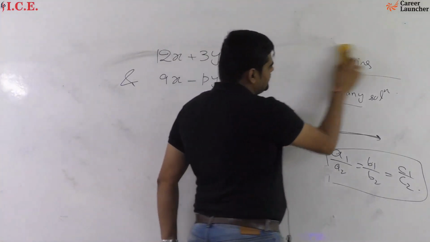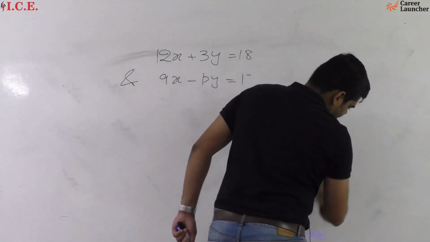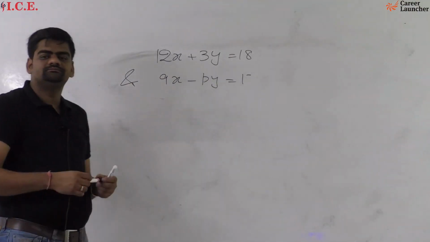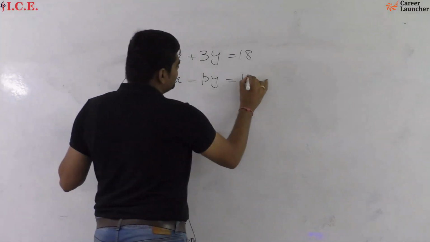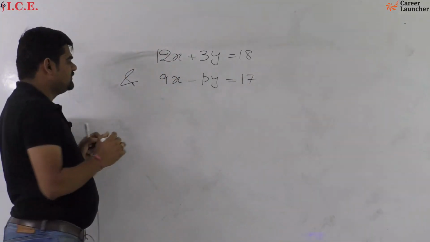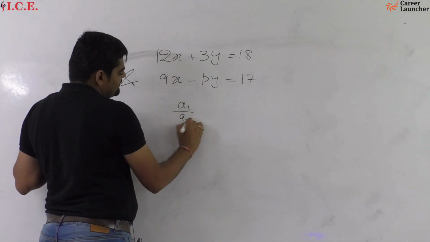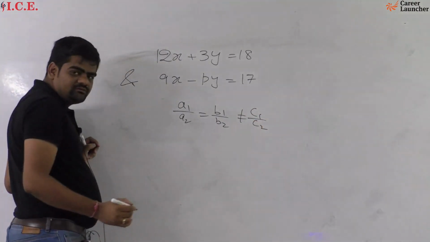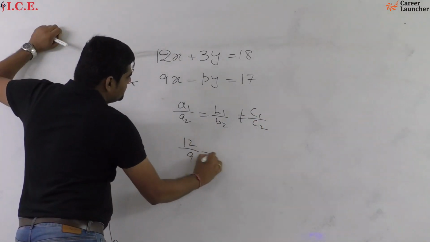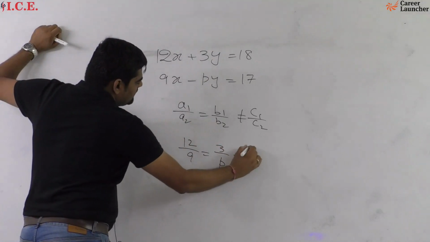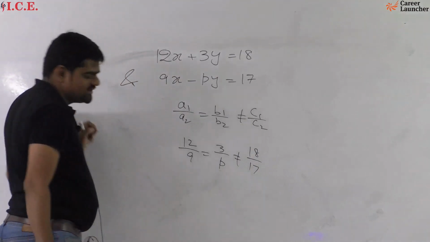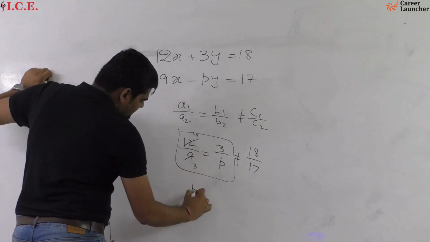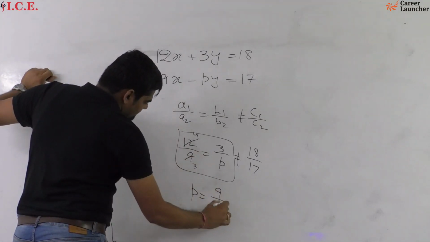I hope you can easily solve it now. So if they are parallel, that means what? They have no solution, so the ratio of a1 by a2 should be equal to b1 by b2 but not equal to c1 by c2, right? So this is nothing but 12 by 9 equal to 3 by p, not equal to 18 by 17, right? So these two should be equal, and if I cancel out, this is 4, this is 3, so p will be equal to nothing but 9 by 4.